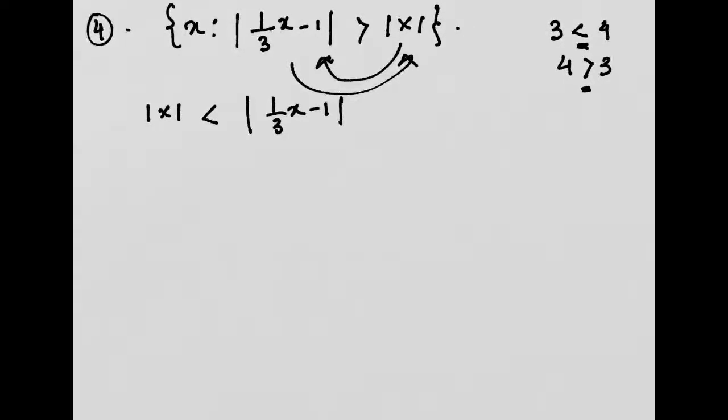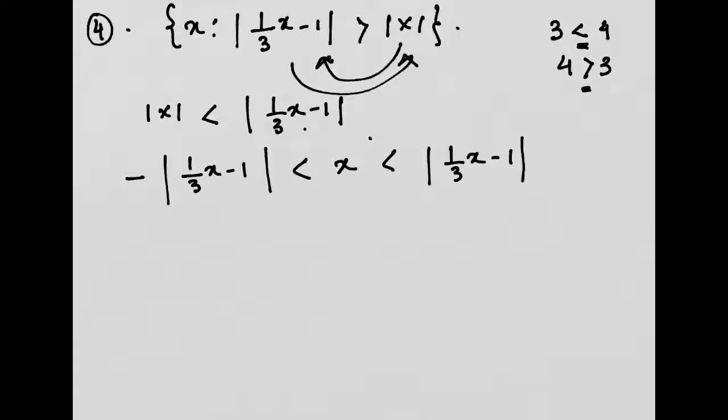So again, in my first case, I can write it as a closed range on the number line, with this mod sign: minus of mod 1/3 x minus 1 is less than x, and x less than mod of 1/3 x minus 1. Now remember, this has two values depending on whether it is greater than or equal to 0 or less than 0. So we have to consider those two for this modulus, as we already have done for the inequalities.